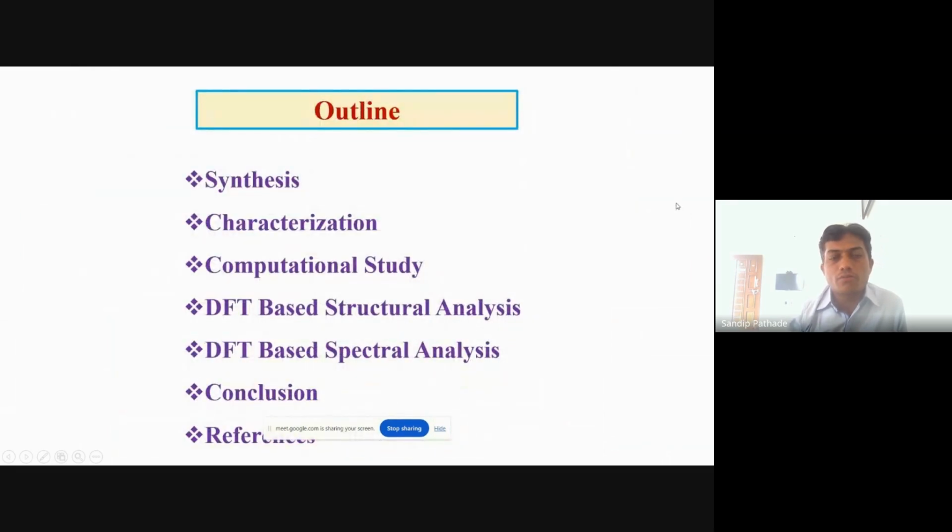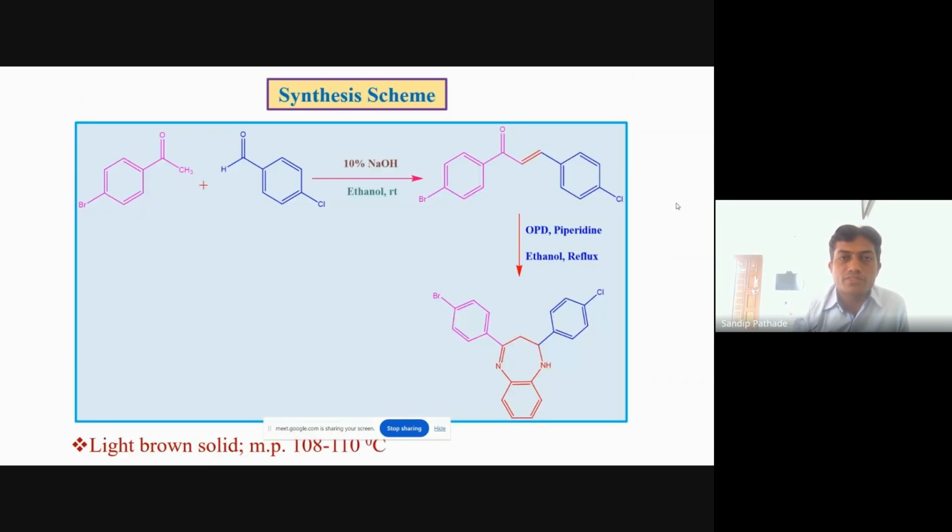This is the general outline of my work. First synthesis, then characterization of the synthesized molecule, then the computational study of the synthesized molecule, which includes DFT-based structural analysis as well as DFT-based spectral analysis, then conclusion and references.